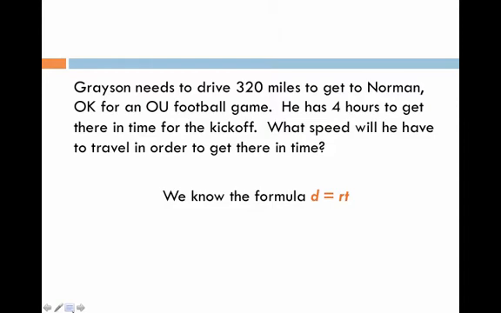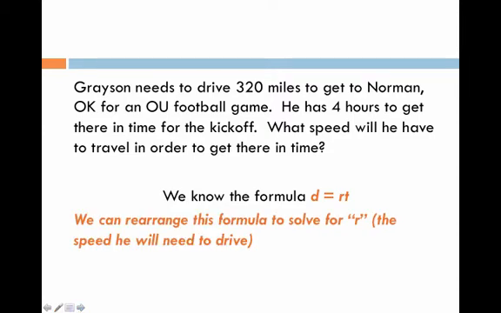Well, we know the formula that we always use is distance equals rate times time. We have the distance and we have the time. What we're missing is the rate. So we can rearrange this formula to solve for R. That's the speed he's going to need to drive in order to get there on time.